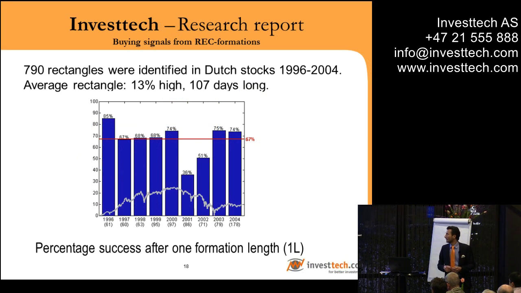We did this in the Dutch market, and we identified 790 buy signals from the rectangle formation in the period 1996 until 2004. And one of our biggest customers in the Dutch market is ABN AMRO Bank, so we did it together with them. We do approximately 1,000 analyses every day, which they use in the bank systems. The average height was 13%, the average length was 107 days. So it's not small patterns, but it gives an impression of the size of the rectangle. And in this period we saw that 67% of the stocks that gave a buy signal from a rectangle pattern actually went up to the target price. So 2/3 of the stocks that had the buy signal went up to the target inside of the time frame.